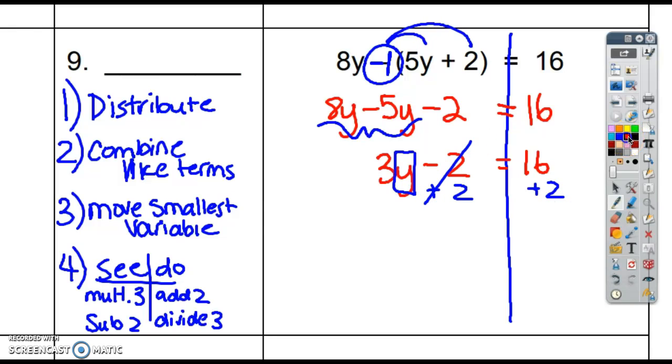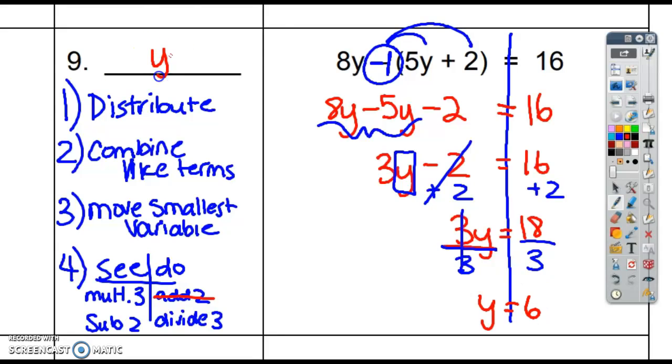Cancels. I can bring down my 3y, bring down my equal sign, and 16 plus 2 is 18. Done. The last thing I need to do is divide out by 3. That cancels. Bring down your y, and 18 divided by 3 is positive 6. So y is equal to 6.